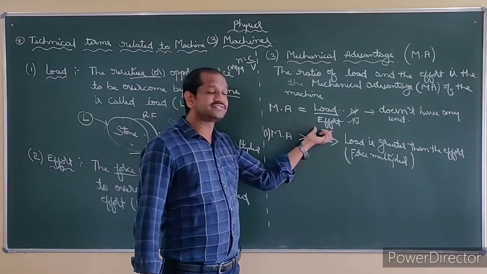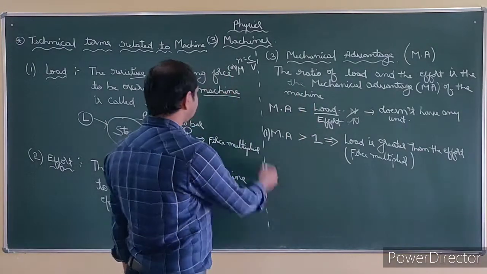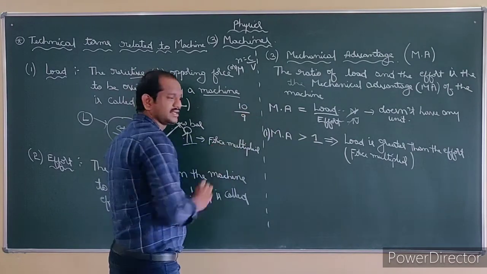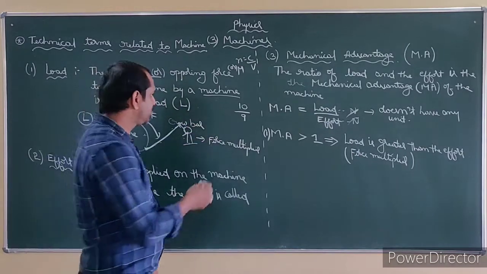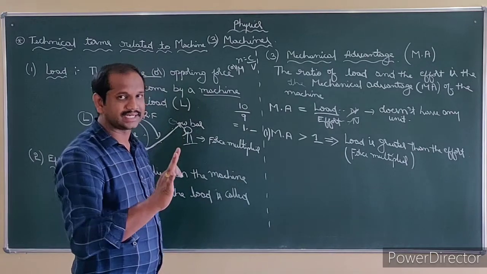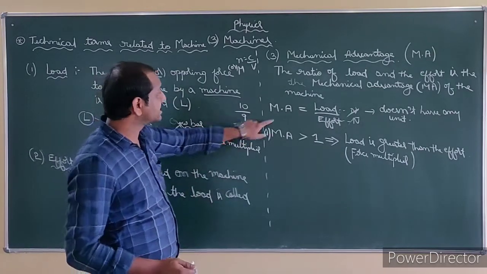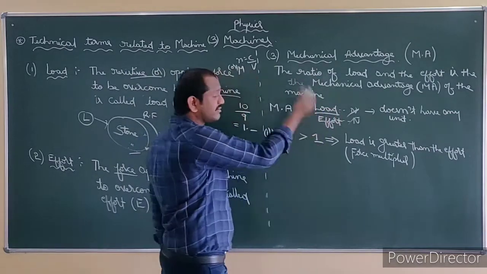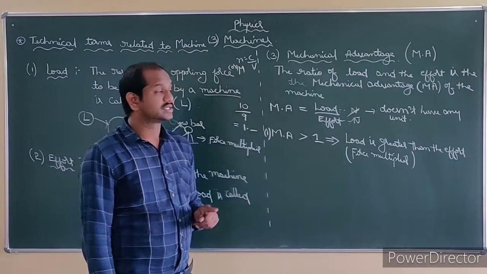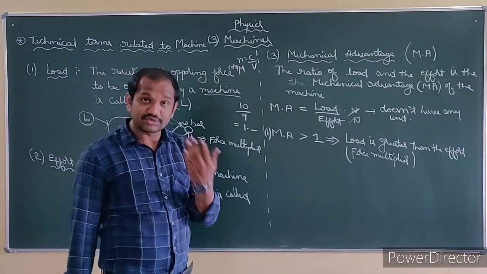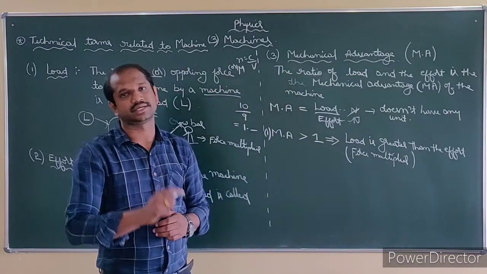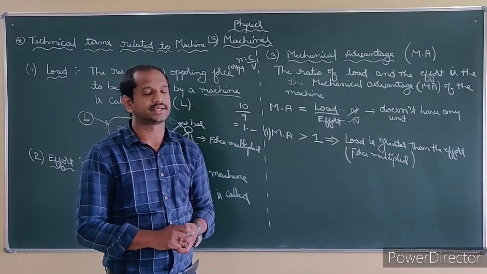When I get a mechanical advantage value greater than 1, for example, think load is 10, effort is 9. 10 divided by 9 will give me something like 1.1, exactly, greater than 1. Always when load is greater than effort, only then mechanical advantage can be greater than 1. So in that case, the machine we are using is called a force multiplier. Force multiplier. You need to remember this. Very important.